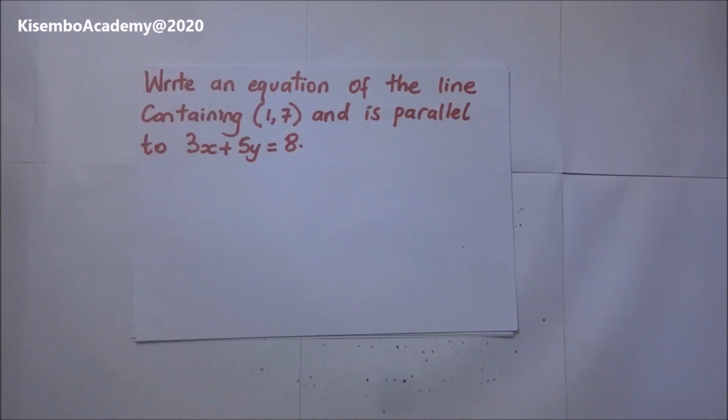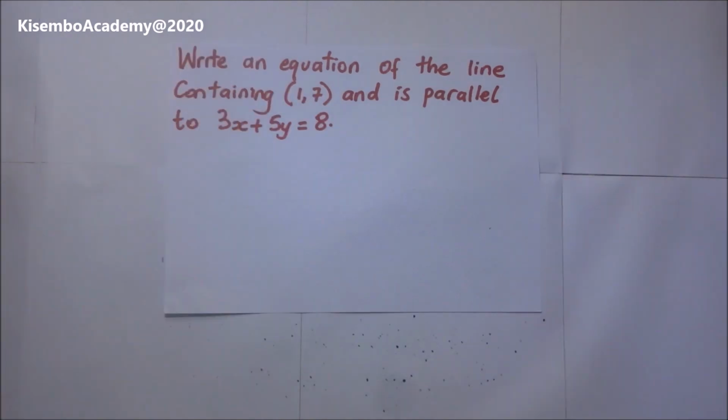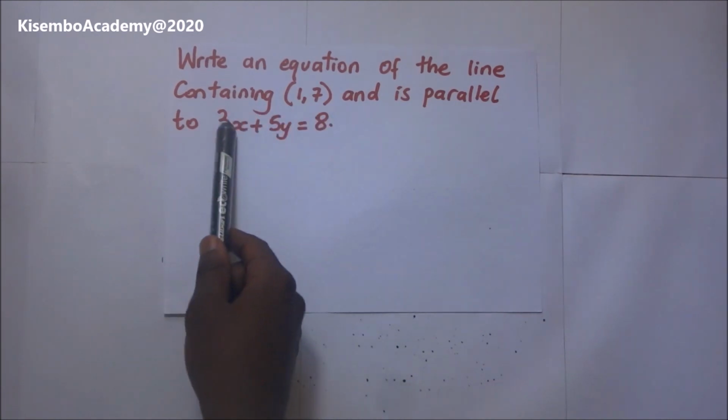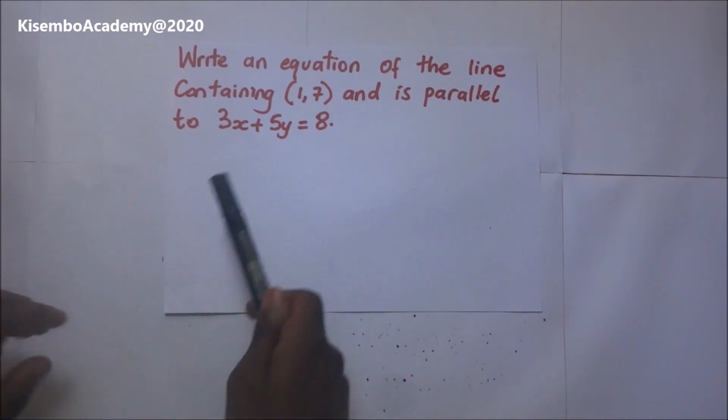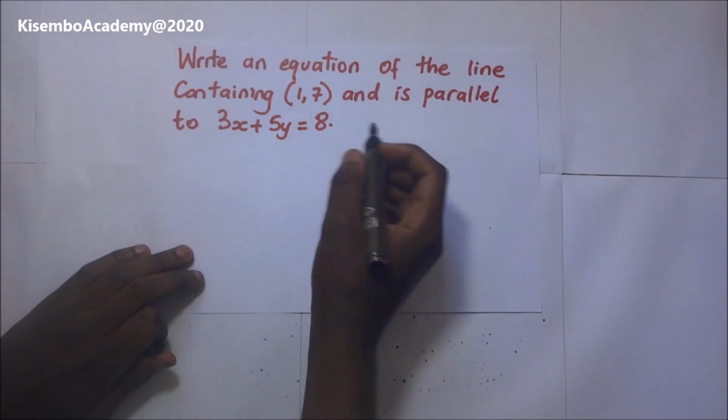So to illustrate that further, we have a question here. Write an equation of the line containing (1,7) and is parallel to 3x + 5y = 8. First of all, we know that parallel lines have the same gradient. So we are going to first rewrite this equation in the form y = mx + c, so that we are able to tell the gradient of this line. So this is the line we want.